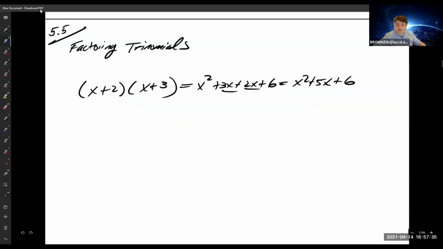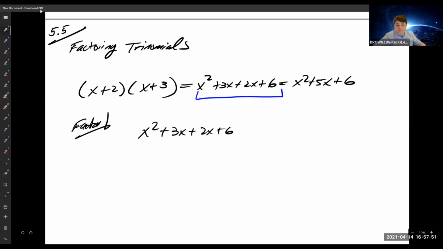So the question is how do we do that? And the answer actually lies kind of in this middle step here, which is, if we wanted to, we could say, oh, okay, this is x squared plus 3x plus 2x plus 6. If I ask you to factor this, if it's in this form, we could just do a factor by grouping, right? We could factor out an x, which would leave me with an x plus 3.